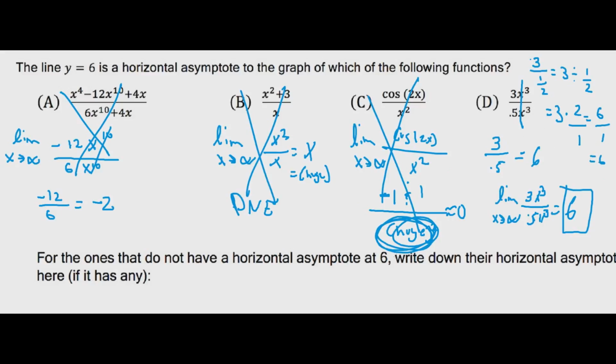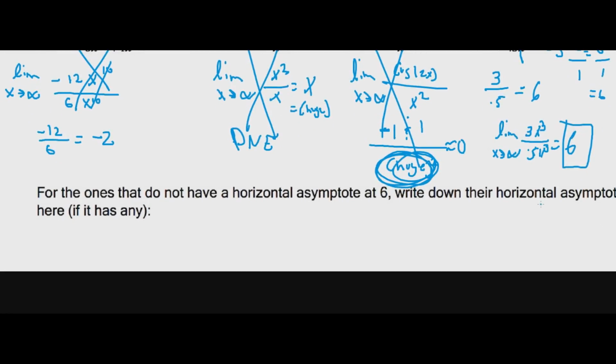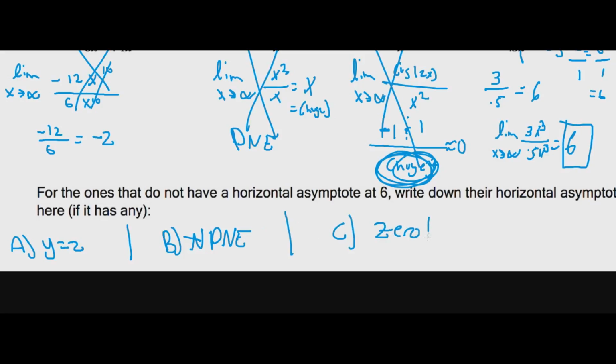Okay, so this problem down below is asking us to write down what the horizontal asymptotes are. Well, for A, it's y equals negative 2. For B, it does not exist. For C, it's 0. And for the last one, well, that one did satisfy the equation above, so I'm not going to need to do that one down below.